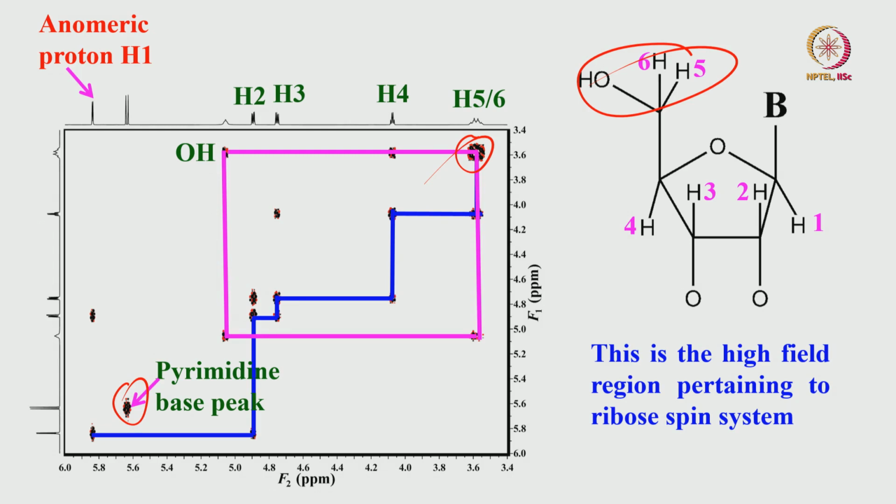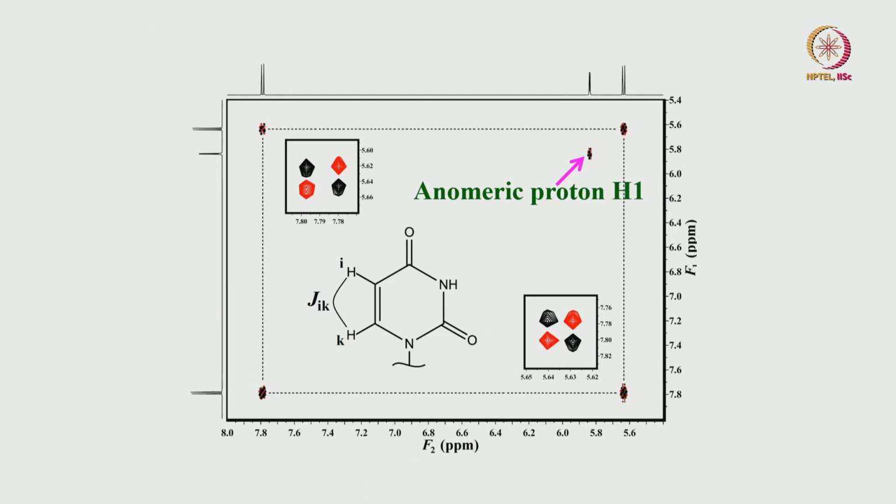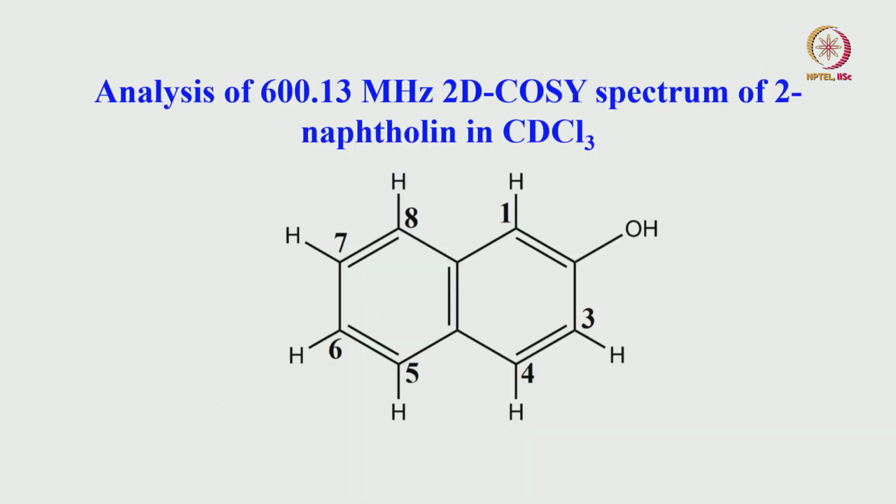The pyrimidine base group is giving rise to a cross peak. This is the anomeric proton, and of course this is where the pyrimidine base group is. With that base group and the anomeric proton here, you can make the assignment for these two aromatic protons. So this is how we can start making the assignments.